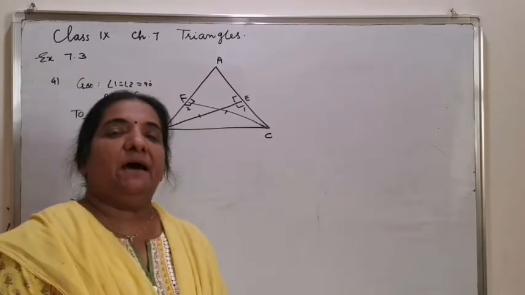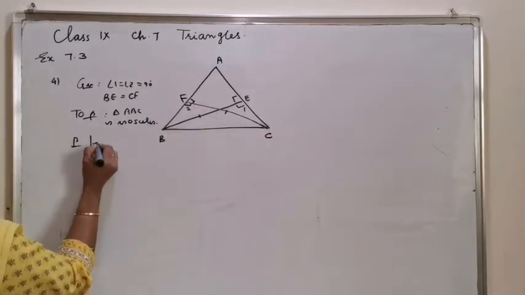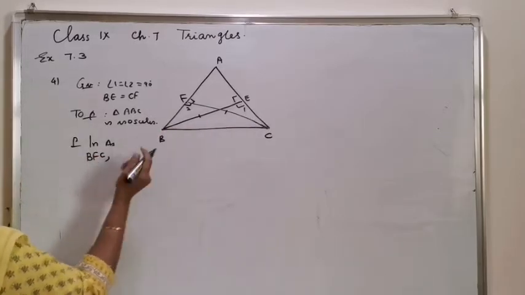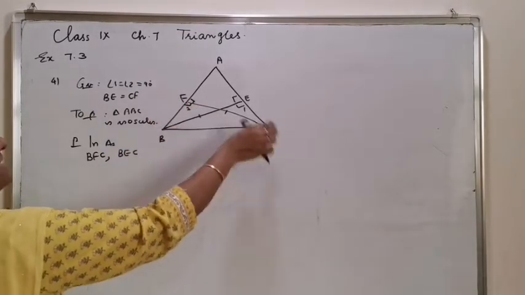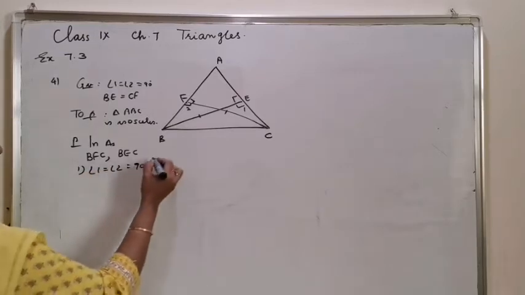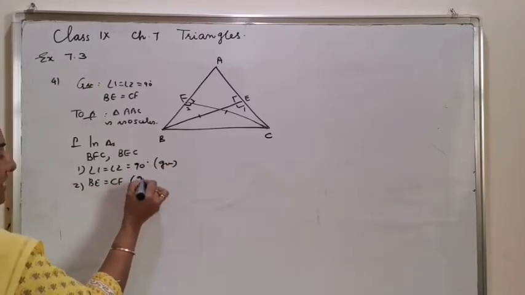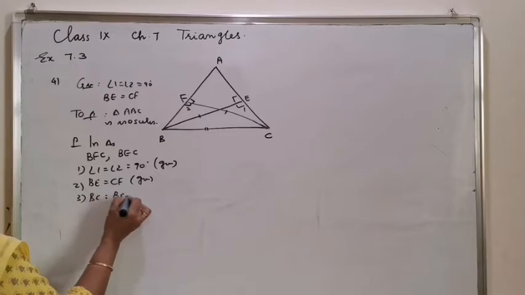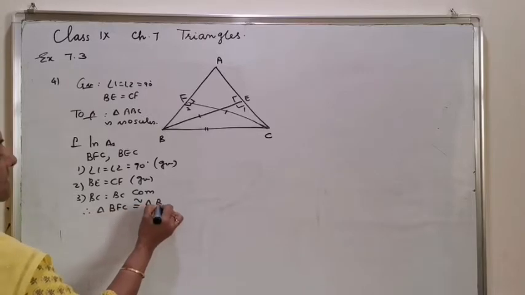Now, since it is given by RHS, let's take the triangle BFC proof. In triangles, you can see the overlapping triangles here. In triangles BFC and BEC, the first part, angle 1 is equal to angle 2 is equal to 90 degrees, given. BE is equal to CF is also given, and what is the common? The common side is BC. BC is equal to BC, common. Therefore, triangle BFC is congruent to triangle BEC.